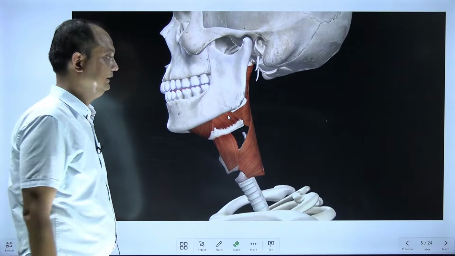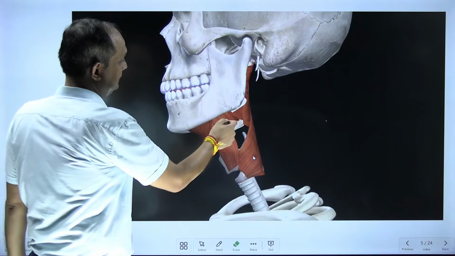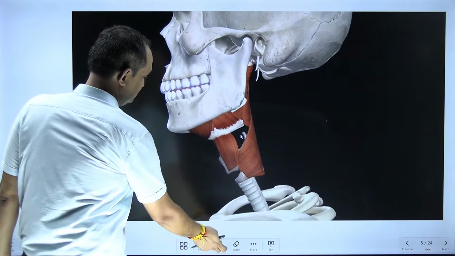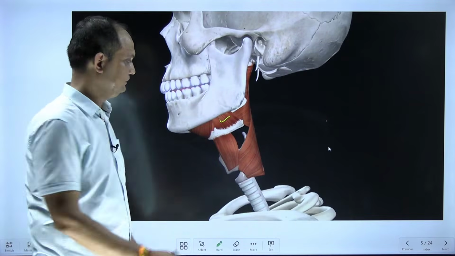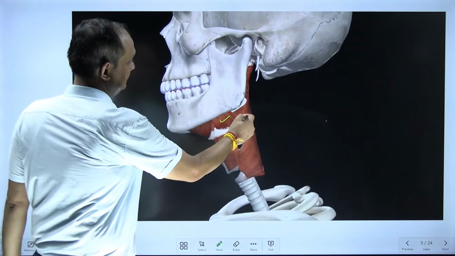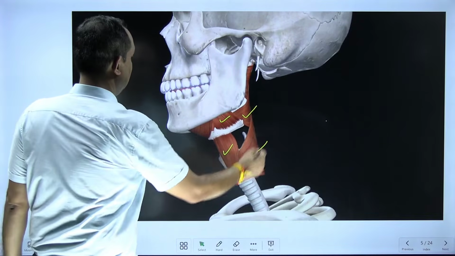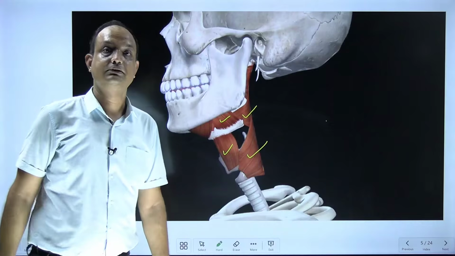that whenever we are talking about the floor of carotid triangle, this floor is formed by four muscles. What are these four muscles? This is the first muscle, which is the hypoglossal. Then you have the thyroid. Then you will have the middle constrictor, and this is the inferior constrictor.